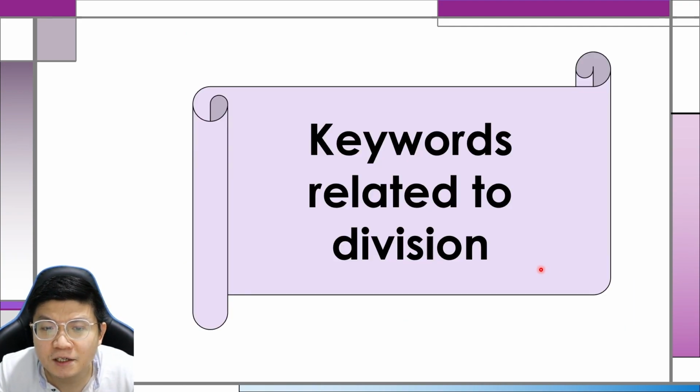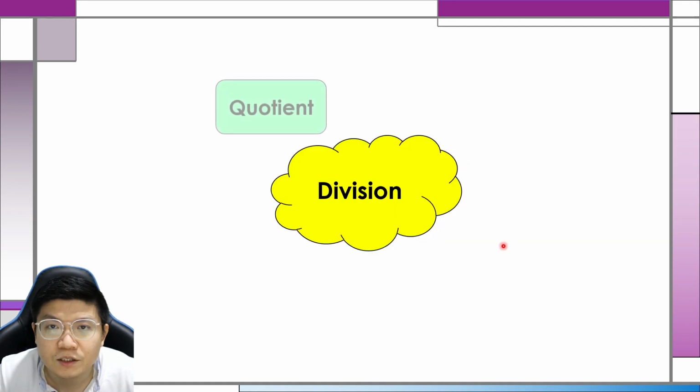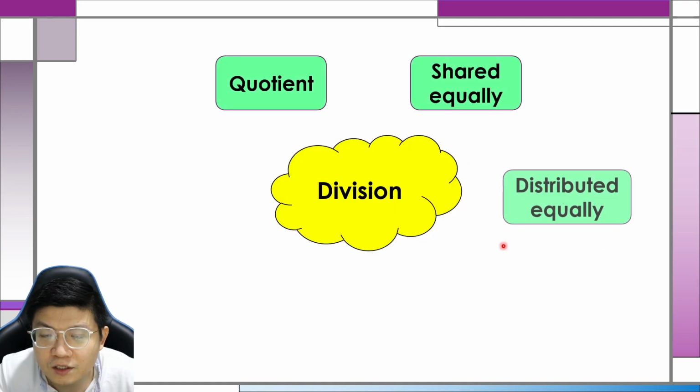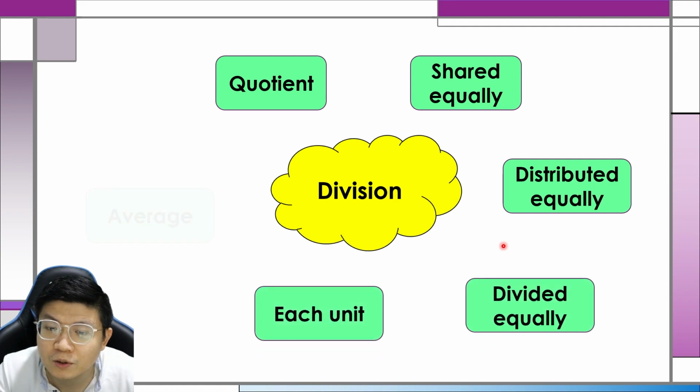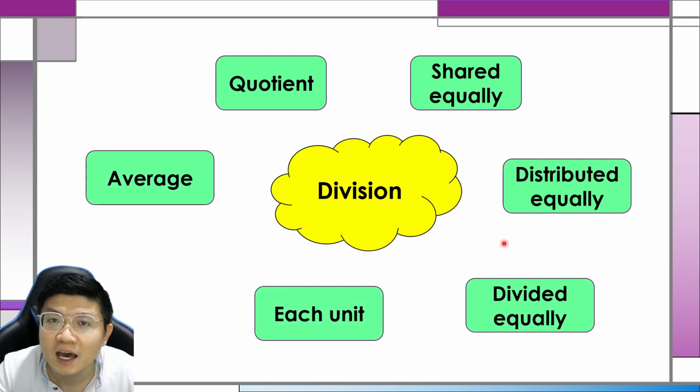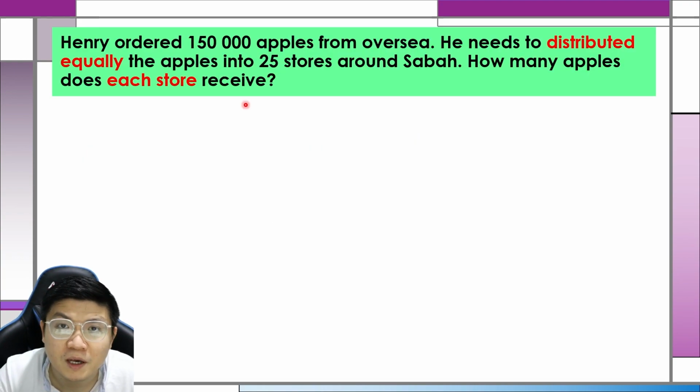Next one, keywords related to division. So the keywords such as quotient, share equally, distributed equally, divided equally, finding each unit, and also average. So these 6 keywords are the common keywords that you usually see in the problems. This is one of the problems. Henry ordered 150,000 apples from overseas. He needs to distribute equally the apples into 25 stores around Sabah. How many apples does each store receive?